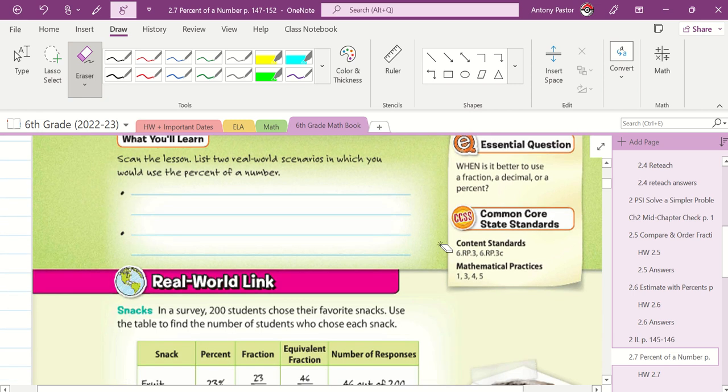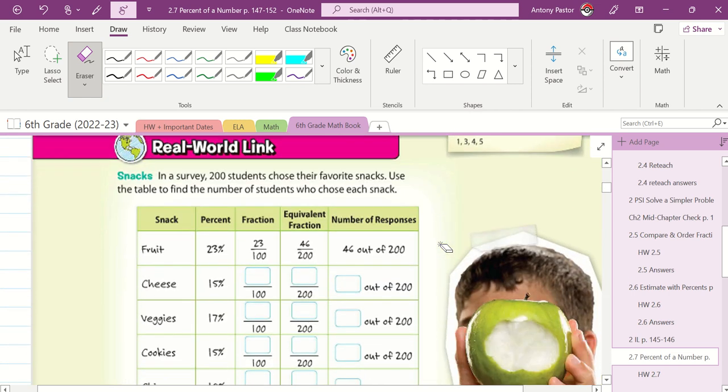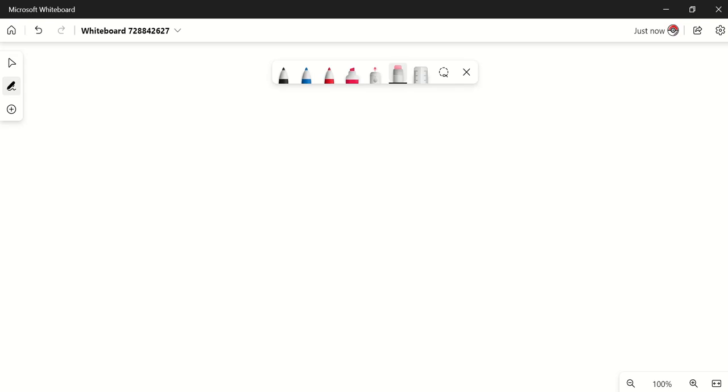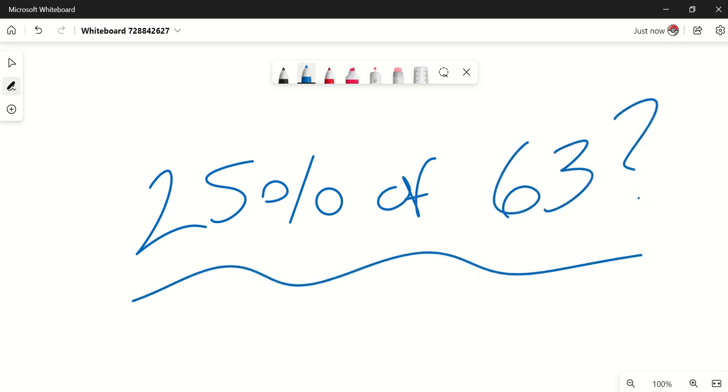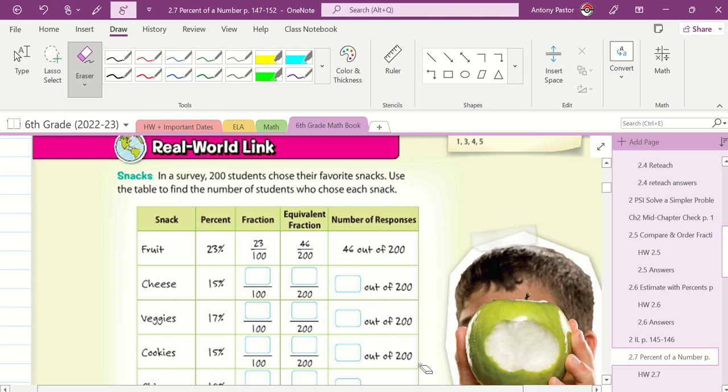So for example, if we were to try to find percentages out of a given number, how could we do that? Say I need to know what 25% of 63 is. How would we be able to solve this? This is what we're going to be dealing with today, how to solve these types of problems. Let's start with our real-world link.